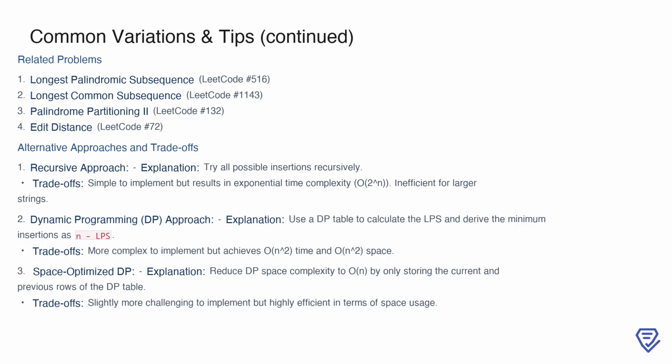For those seeking further optimization, a space-optimized DP approach reduces the memory usage to O(n) by storing only the current and previous rows of the table. While this is slightly more complex to implement, it offers significant benefits in terms of space efficiency, making it an excellent choice for larger inputs.